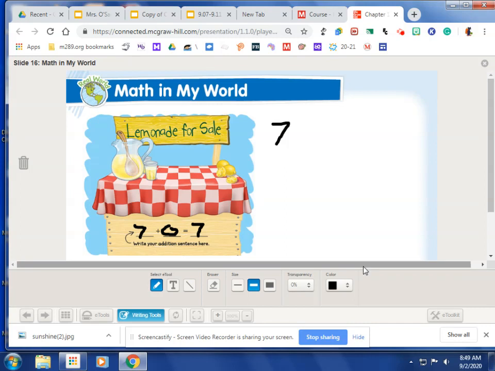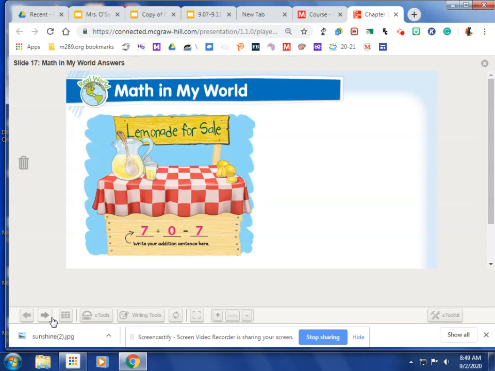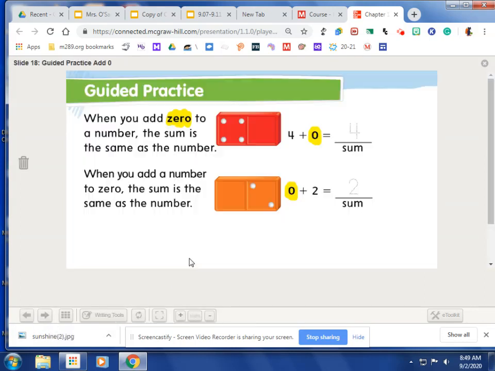This should be a very, very easy assignment. Very easy. Let's see. There we go. 7 plus 0 equals 7. Or you can say, that's saying it as a number set, addition number sentence. Or you could say the sum of 7 plus 0 is 7. There's a couple ways to say that.